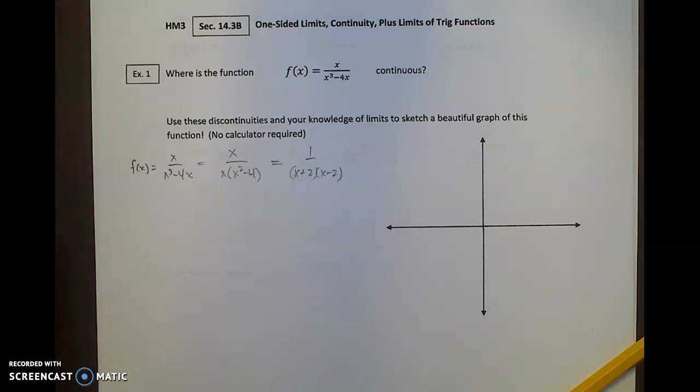Alright, good morning. Today we're going to continue on with the second half of section 14.3, one-sided limits, continuity, and we're also going to talk about limits of trig functions. So this first example, we want to know where this function is continuous. Again, we're going to create the graph so you can see this a little bit better.